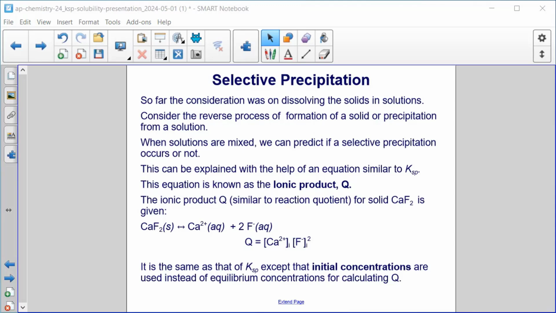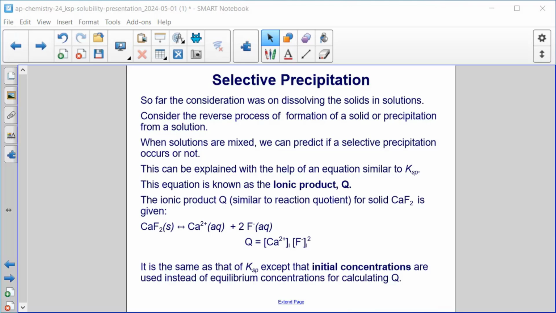So far, we have just considered dissolving solids in solutions. Let's consider the reverse process, or the formation of a solid, or precipitation of a solid from a solution. When solutions are mixed, we can predict if a selective precipitation occurs or not. And we can explain it with the help of an equation similar to what we've used for KSP. That's known as the ion product, or Q.